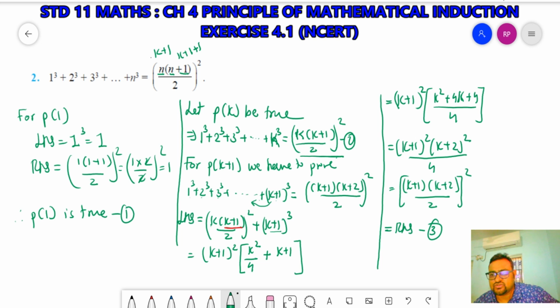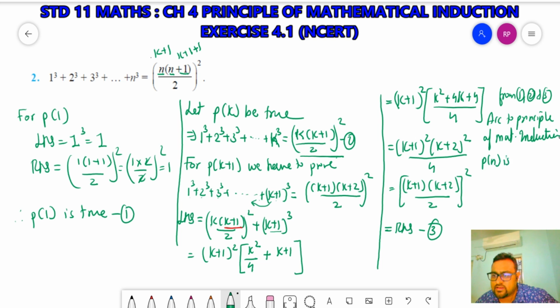So this is 3. So from 1, 2 and 3, according to principle of mathematical induction, P of n is true for every n belonging to N. So this was about question number 2. Just note it down.